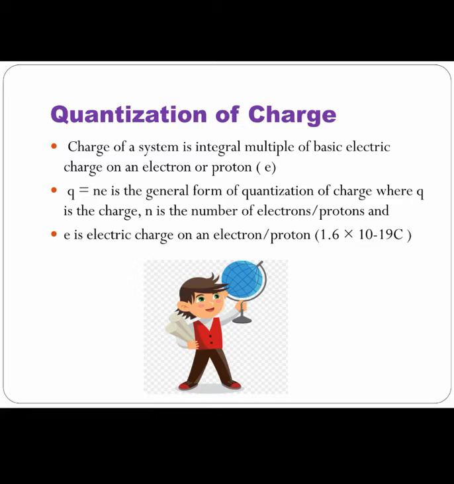We will get minus 150 e plus 200 e. 200 means protons. We can write plus 50 e, which is the answer. Hence, the object is positively charged.